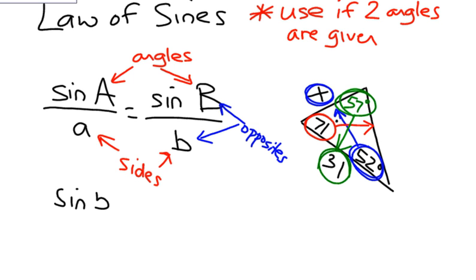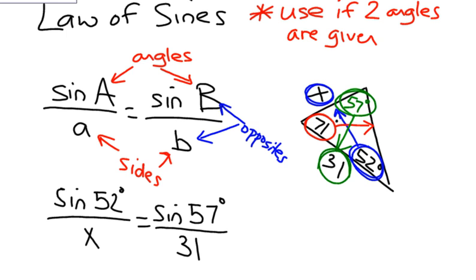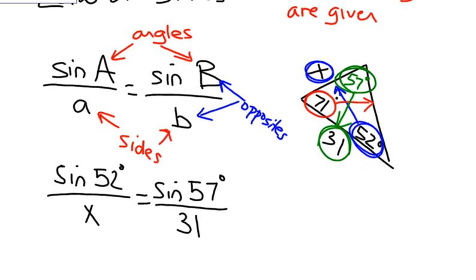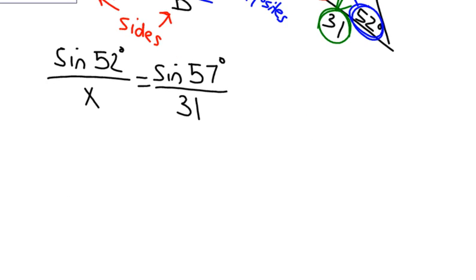Sine of an angle over its opposite side. Sine of an angle over its opposite side. Now this looks different than the SOHCAHTOA problems, but you still do it pretty much the same. You go ahead and you type in sine of 52. You go ahead and type in sine of 57.